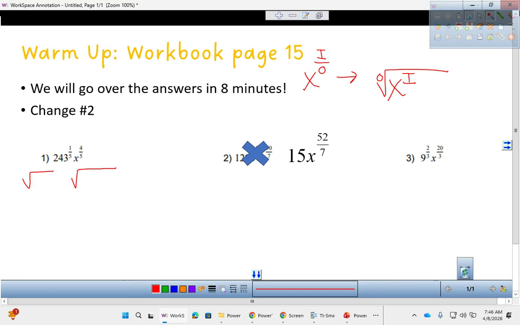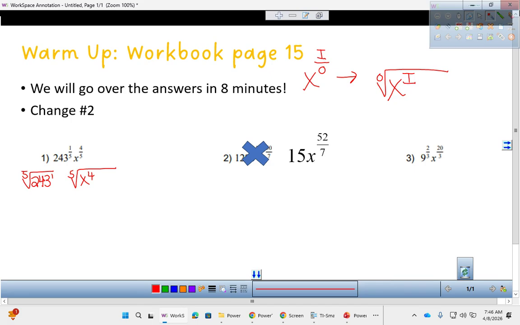For the first part, the 243 is the base. It's below the 1/5. So I'll write this as a 243. The numerator stays inside, the denominator goes outside. So I've got a 5th root of 243, the first. For this one, the x is the base. It's below, so that stays inside. The numerator is inside, the denominator is outside.